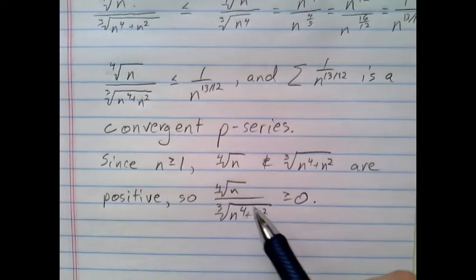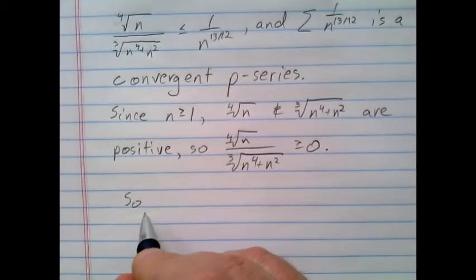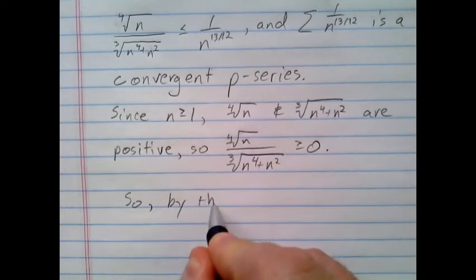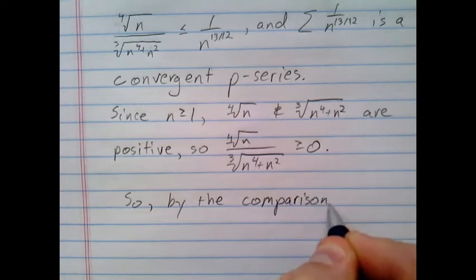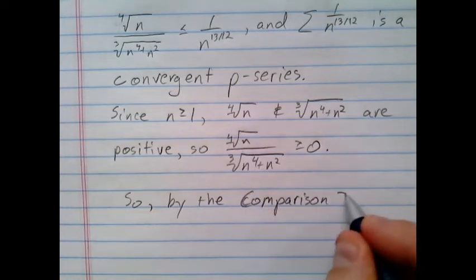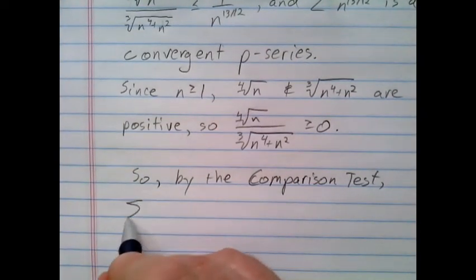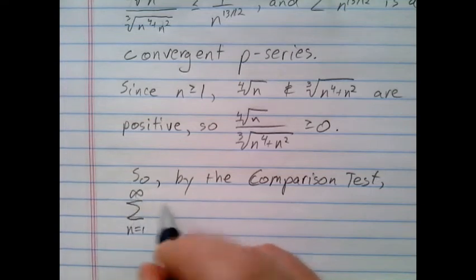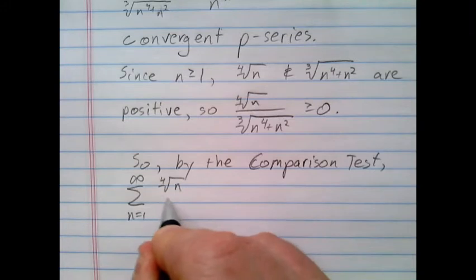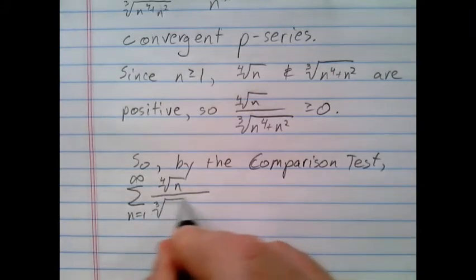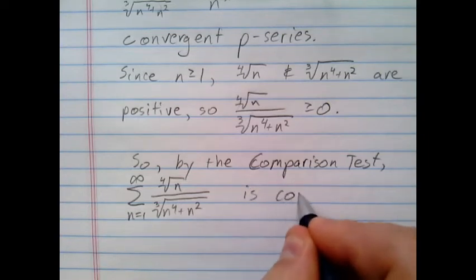And now we're ready to say what test we're using and what our conclusion is. So, by the Comparison Test, and I'll capitalize it since it's the name of a theorem. By the Comparison Test, our series where n goes from 1 to infinity, and the nth term is given by the fourth root of n over the third root of n to the 4 plus n to the 2, is convergent.